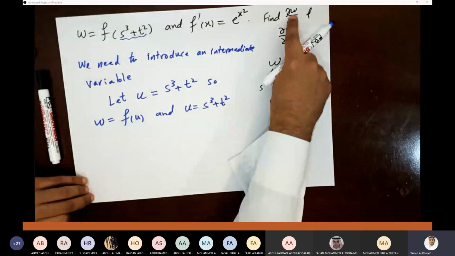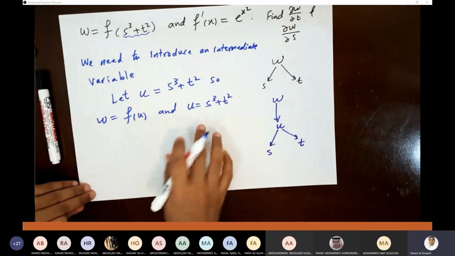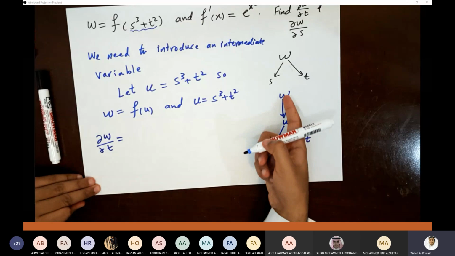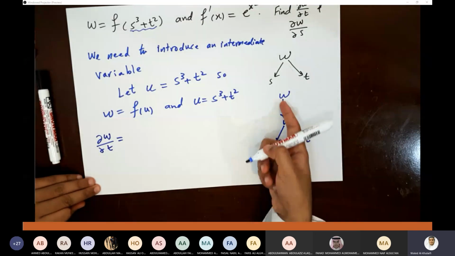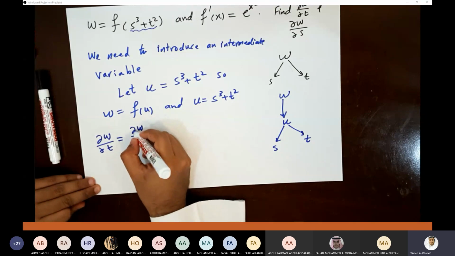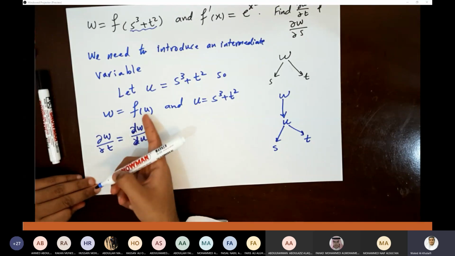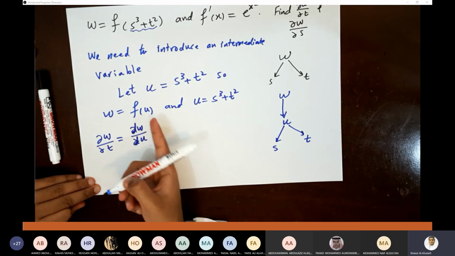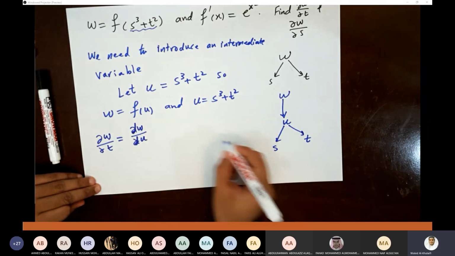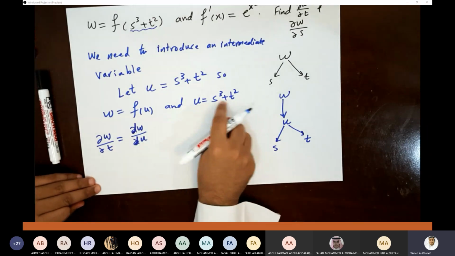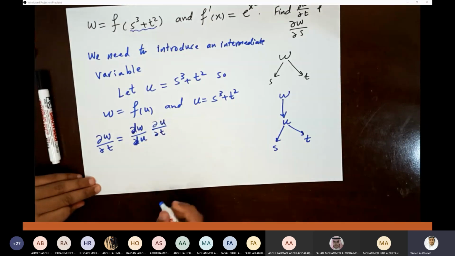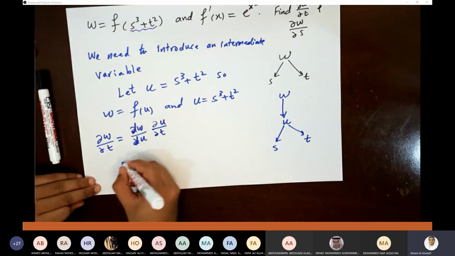Now let's find partial W by partial t. Partial W by partial t equals. How many ways can we find it? It is only one way, but now this is clear. So we have partial W by partial u, or actually you can say dW by du. Why am I saying d? Because if you look at it, it is one variable. If by mistake you put partial, it's fine, okay? But that's what we have here. And then u is a function of two variables, so we have partial u by partial t, which is equal to. Okay, let's do it here now.